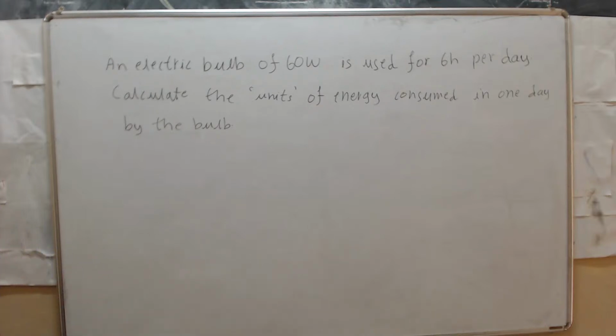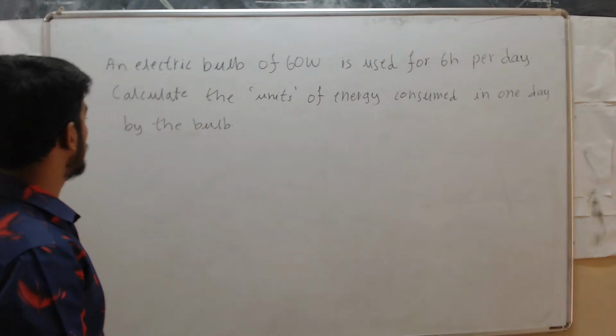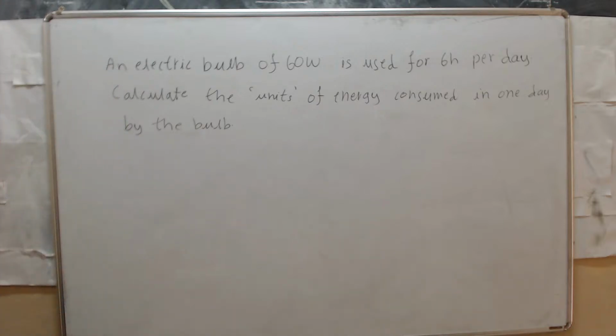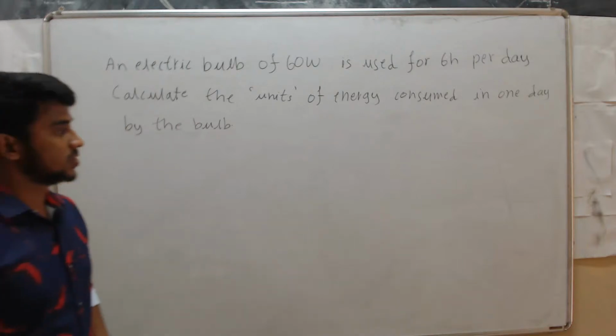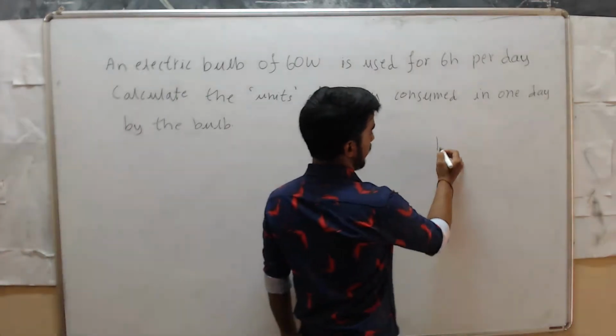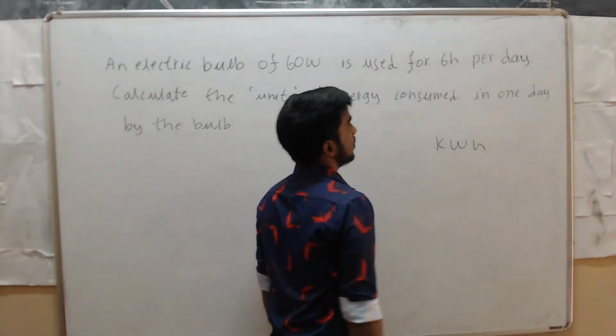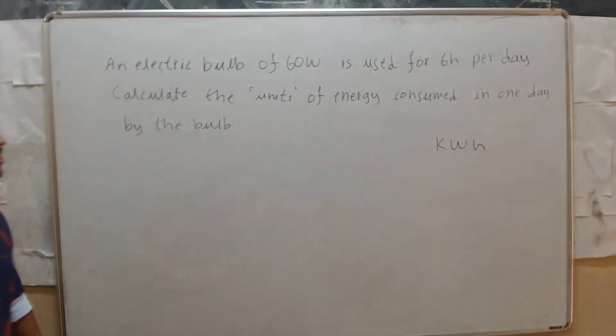So an electric bulb of 60 watt is used for 6 hours per day. Calculate the units of energy consumed in one day by the bulb. Here they have used it for 6 hours, right? Because the commercial unit we use is kilowatt hour, so convert that 60 watt into kilowatt hour.